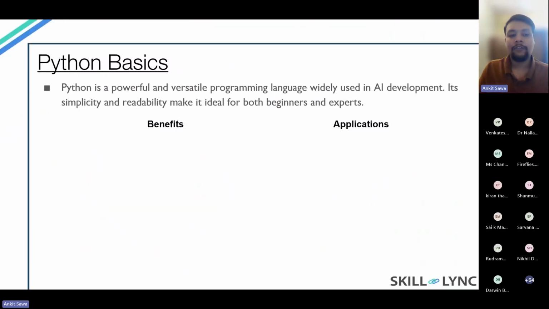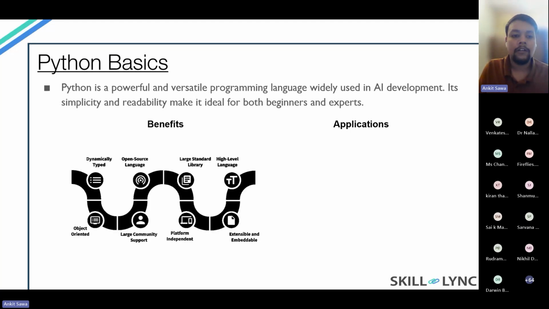Moving on, we'll be talking about the basics of Python here. Python is the most powerful and versatile programming language, widely used today in AI development. Its simplicity and readability make it good for beginners and experts, and that's why it's the most adopted as well. There are some benefits and applications associated with Python, and Python becomes our basis for creating those algorithms that we just spoke about.